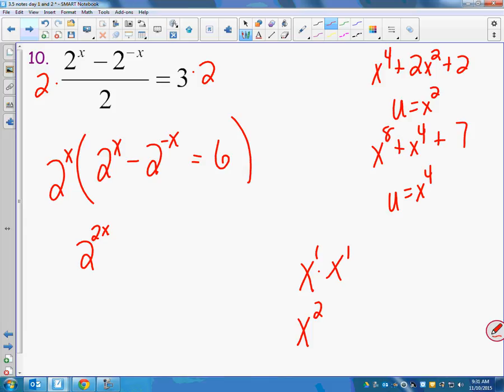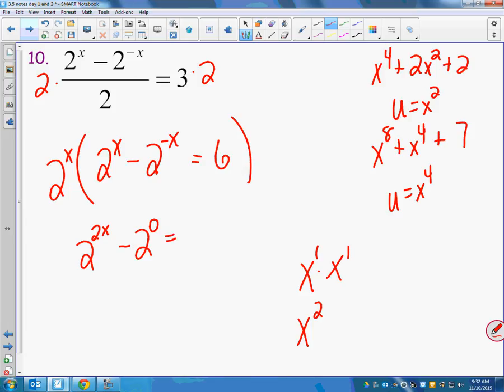What about this one? What happens when I have 2 to the x and 2 to the negative x? That would give me 2 to the what power? What's x plus negative x? 0, right? Like when we multiply exponents, we add exponents. Same base, x plus negative x is 0.